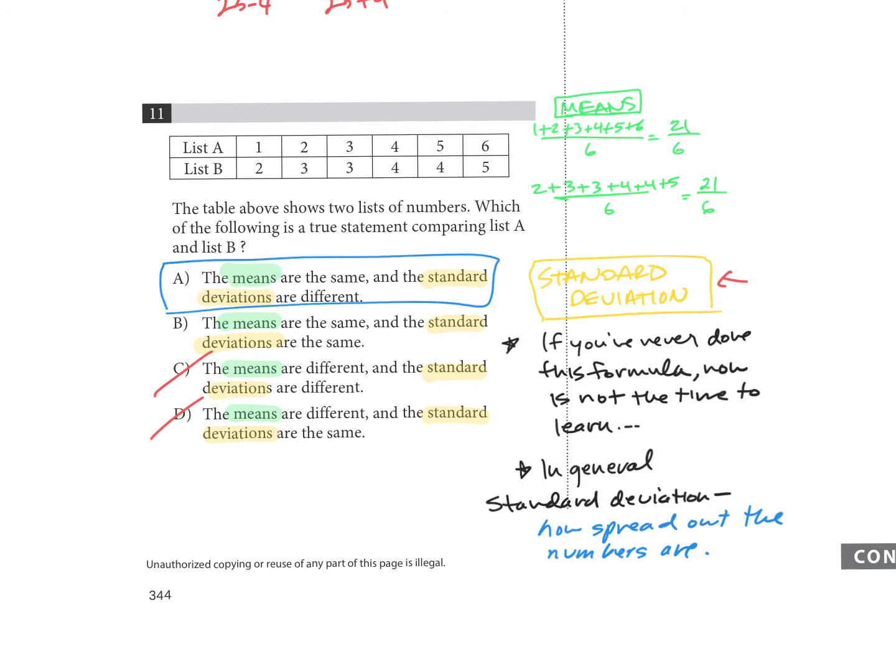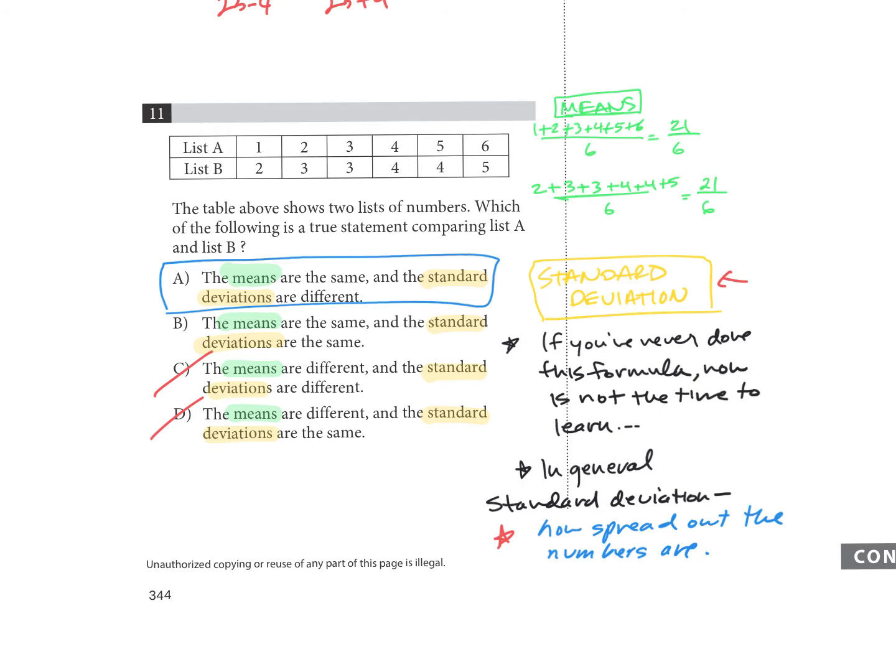But if you do have some idea, if you've never tried to do the standard deviation formula, don't do it now, right? And this isn't even asking you to do the standard deviation formula. It's really just asking you to understand what standard deviation is, and that is how spread out the numbers are. So realizing that it's just a matter of the spread, and the fact that the top graph, 1, 2, 3, 4, 5, 6, the list A, is more spread out than the bottom, which goes from 2 to 5, indicates that the standard deviations are different.